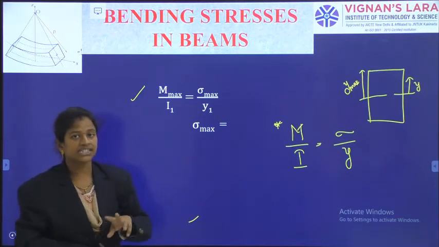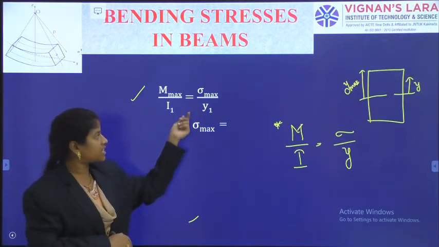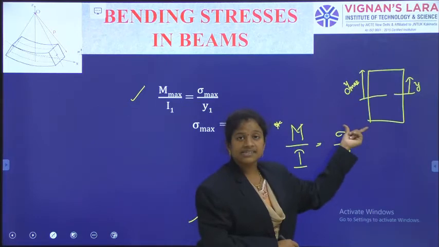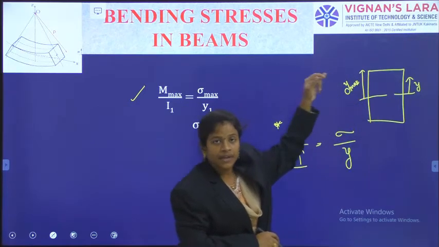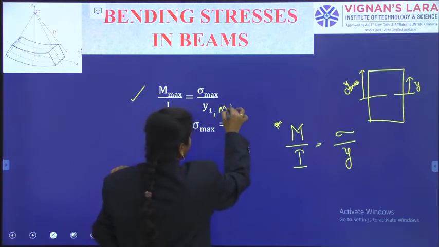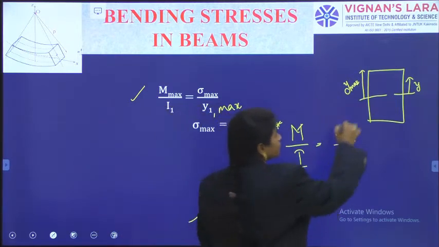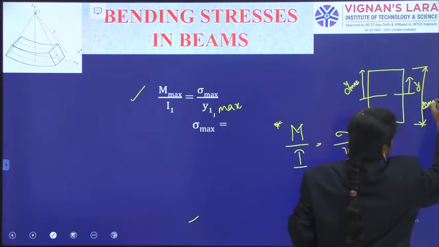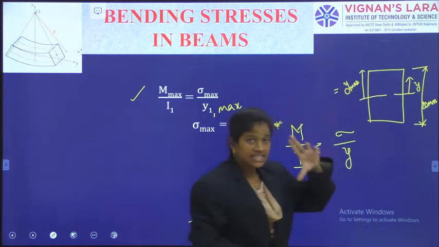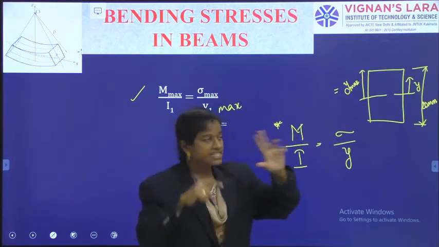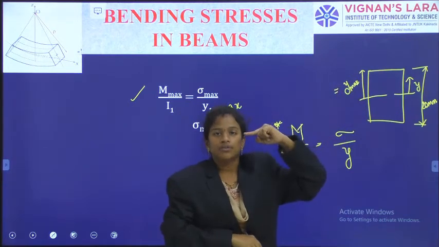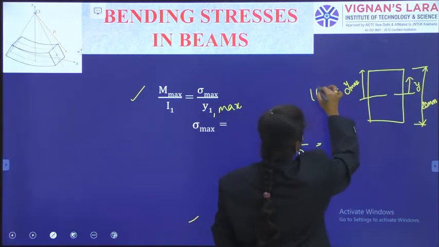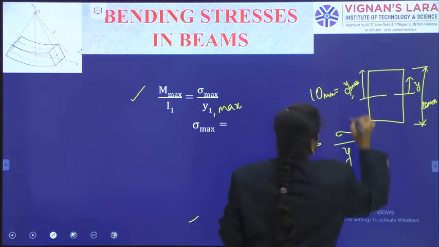As I am having the first section in the cantilever, I am indicating moment of inertia as I1, and sigma maximum is the maximum bending stress occurring, and Y1 max, because for the section with 20 mm depth I am writing Y max. What is the Y max? As the overall depth is 20 mm and the neutral axis is at the center, Y max is equal to the distance from the center to the extreme fiber, from the top or to the bottom. So this Y max for the first section is 10 mm.